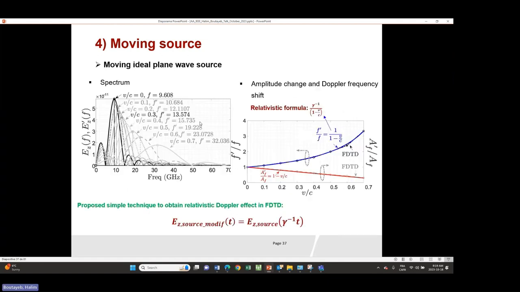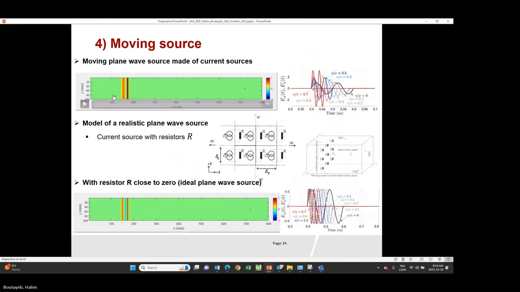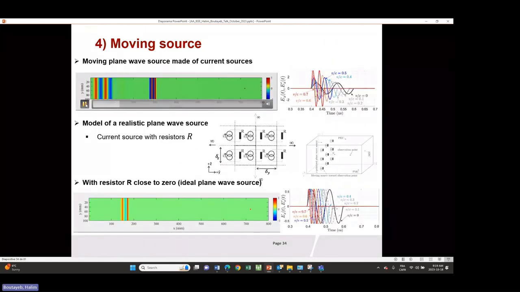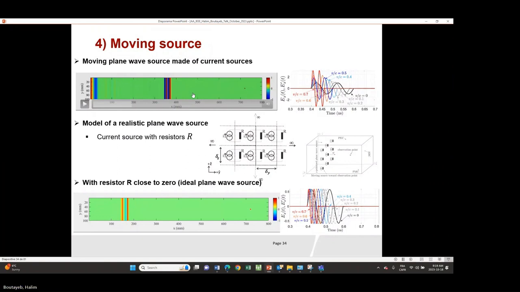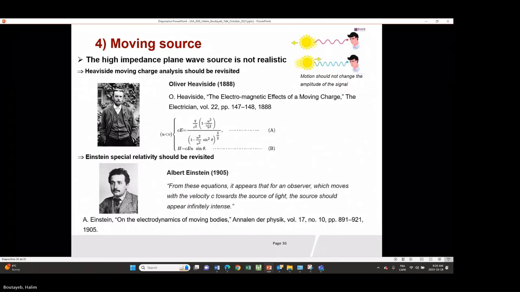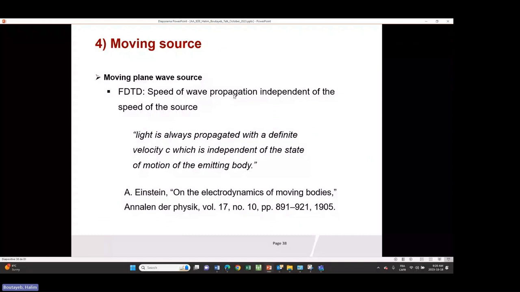Another thing we did. Let me come back here. As I said, the source is moving in this direction. We can use two observation points, one here, for example, and one here, and we can measure the speed of propagation between two points. It's not difficult to do that in FDTD. We did that, and we found that the speed of propagation is independent of the speed of the source. So we can move the source at any speed and we will always have the same speed of propagation.